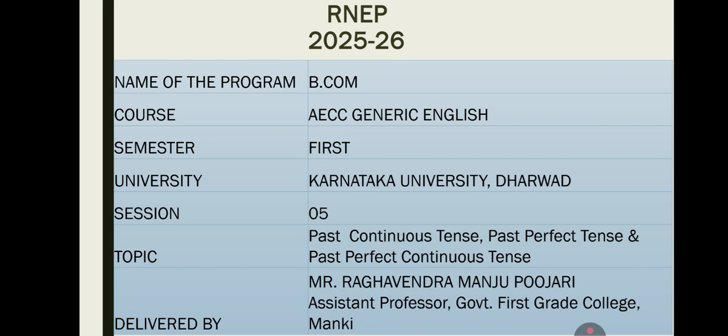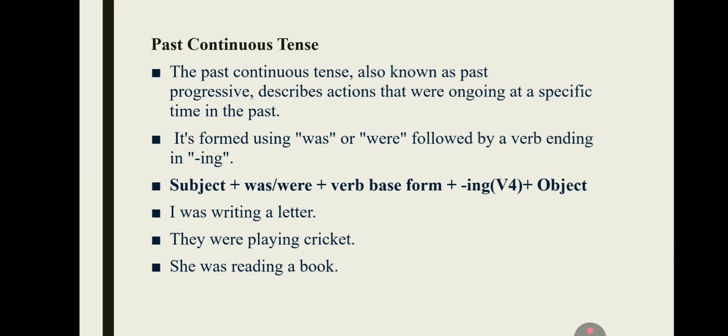In this session, let us discuss past continuous tense, past perfect tense and past perfect continuous tense. Let us see what is past continuous tense. The past continuous tense, also known as past progressive, describes the actions that were going on at a specific time in the past. It is formed using was or were followed by a verb ending in ing.